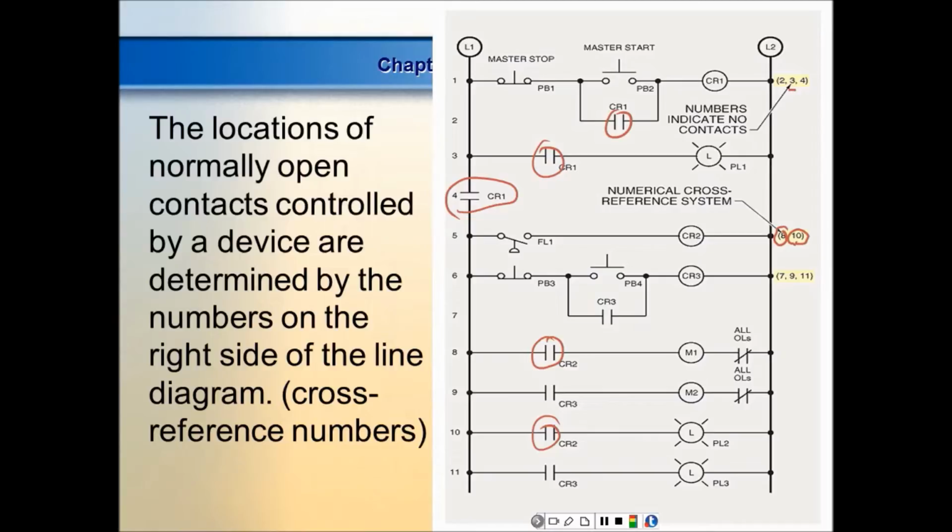I come up here and look at CR3. It says I have a contact in line 7. Look at line 7. There it is. It says I have a contact in line 9. There it is. It says I have a contact in line 11, and there it is.